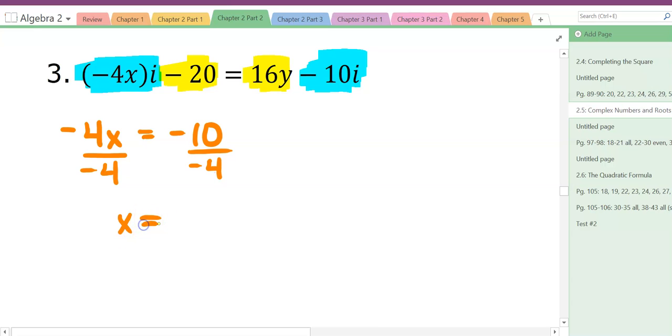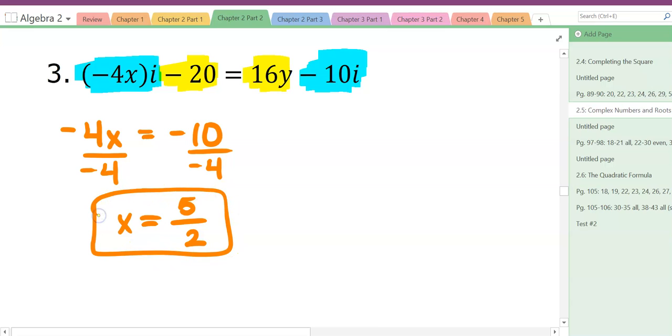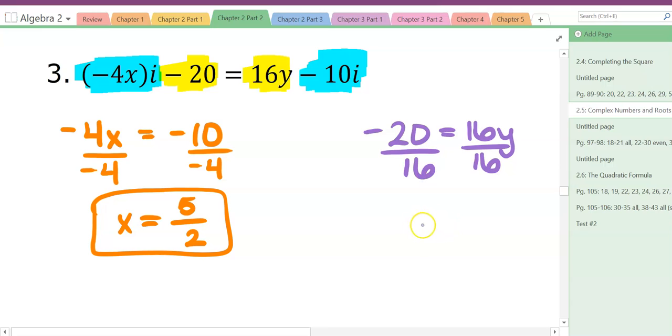I'm going to leave it as a fraction, I'm just going to reduce it. First of all, it becomes positive because I've got a negative over a negative. And then I can take a 2 out of both. So I get 5 over 2 for x. For my y piece, I'm going to do negative 20 equals 16y. Divide by 16 on both sides. What's a number that I could take out of that fraction? 4. So then I would get negative 5 over 4.